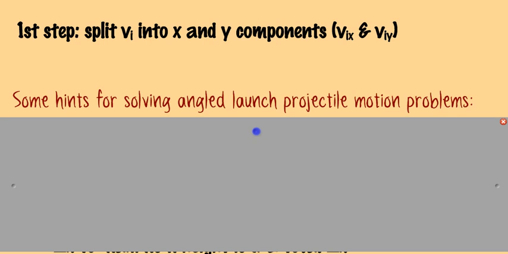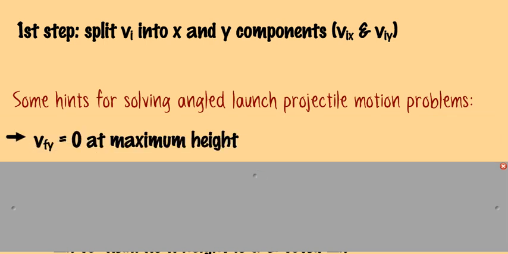However, there's a couple of hints that'll help you analyze these problems. For starters, sometimes it might be useful to set the final position to be at the maximum height. At this location, the final velocity in the y direction is equal to 0. Does that mean that this object is not moving? If you answered no, you're correct. That's because the object still has an x velocity. It's just not moving in the y direction. So its total velocity at its maximum height is just pointed left or right.